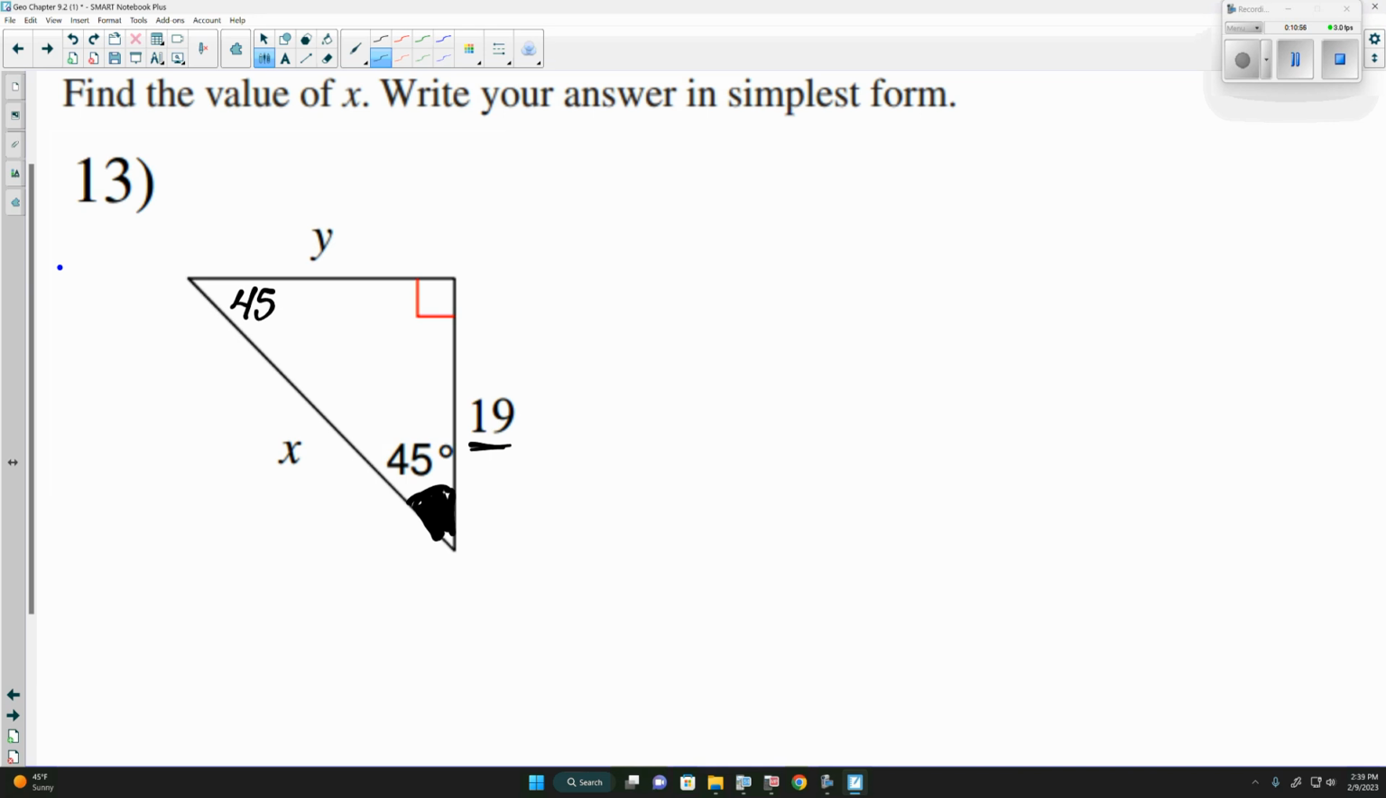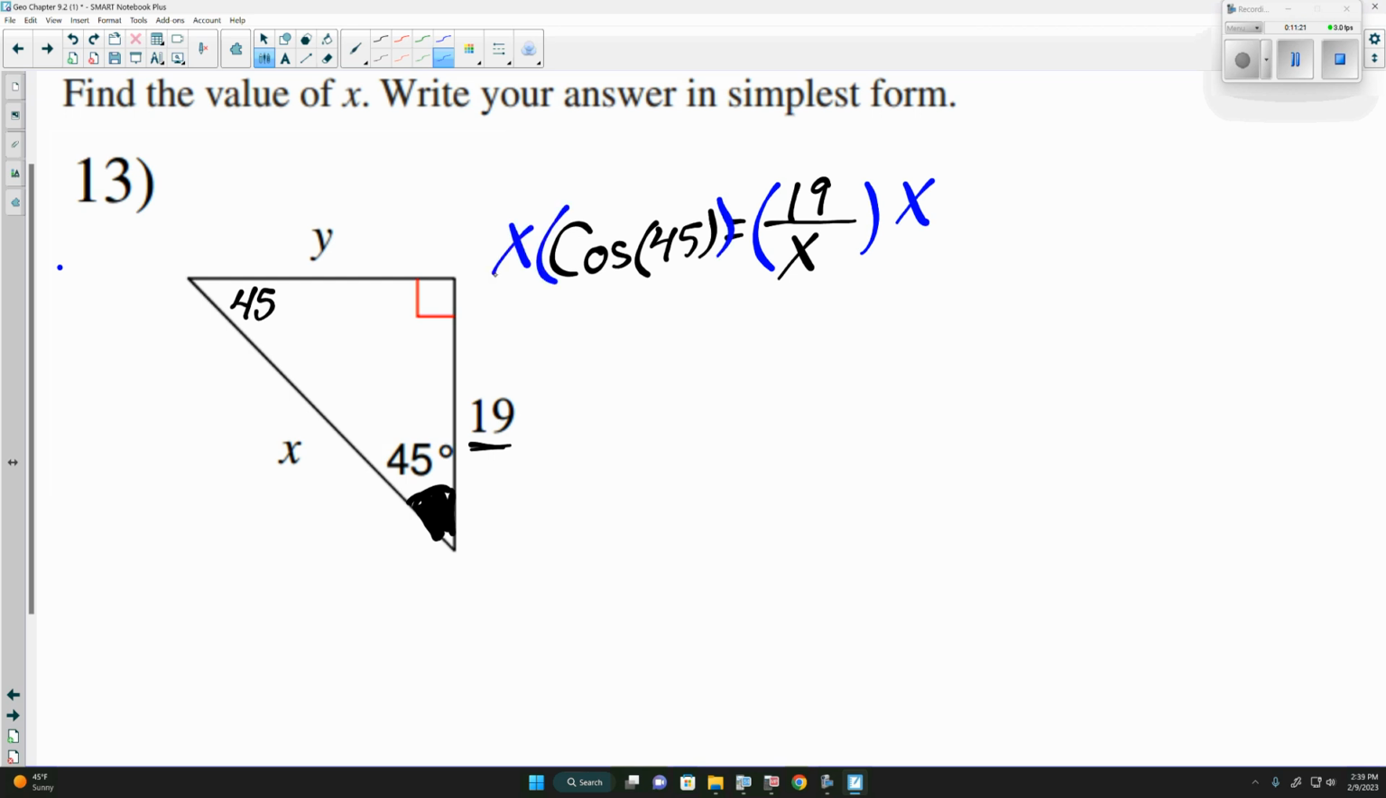Which one do we want to use? So we can say cosine of 45 is equal to the adjacent side over the hypotenuse, which is x. Because again, when we pick sine, cosine, or tangent, we're looking at the given angle and what sides we're given to determine which one we're going to use. Now the first thing we'll need to do is multiply both sides by x. And when we do that, these will cancel, telling us that x cosine of 45 is equal to 19.